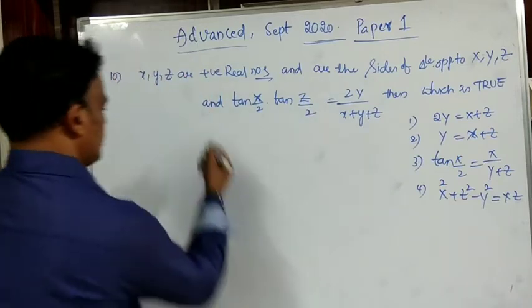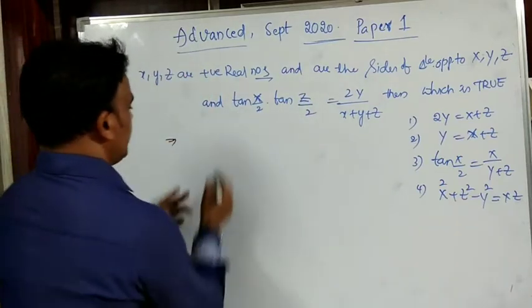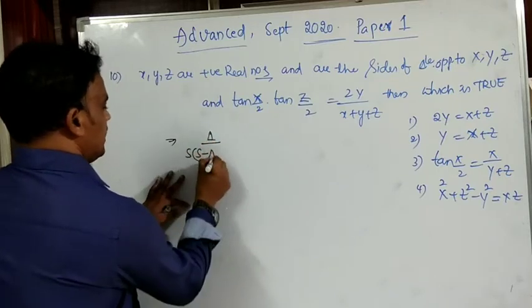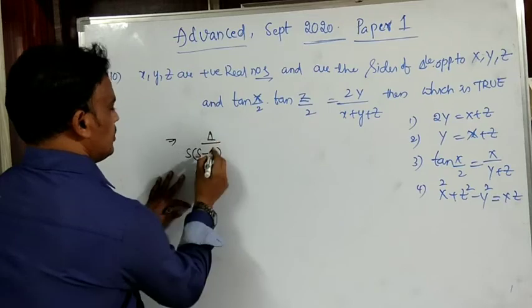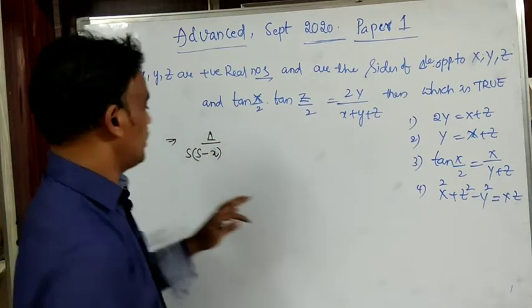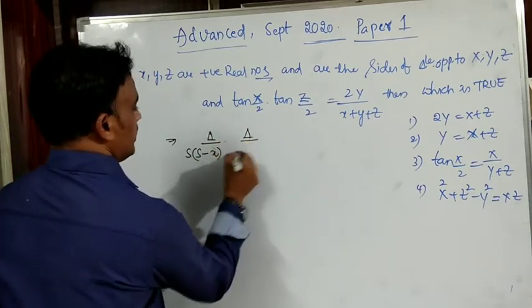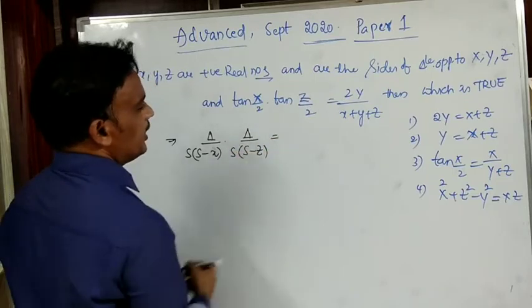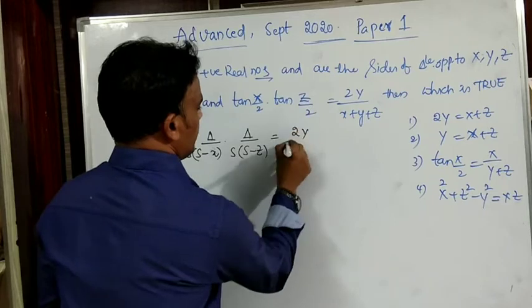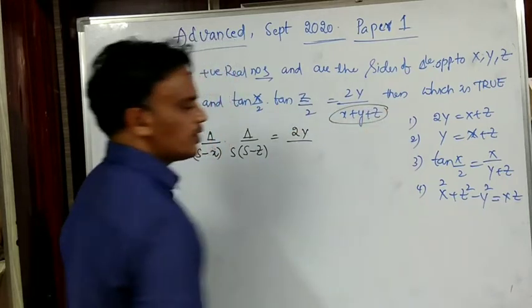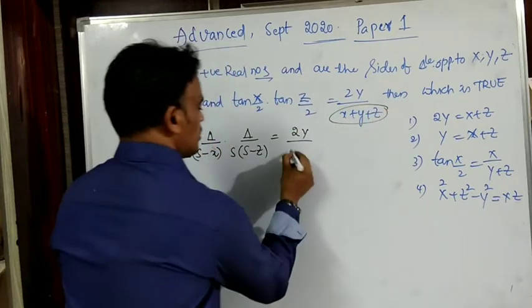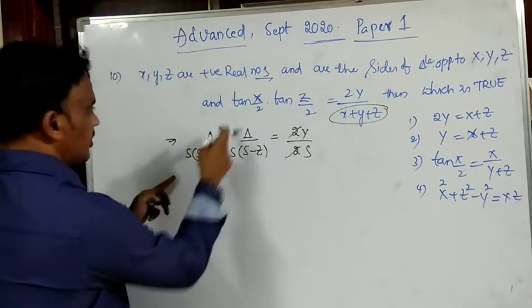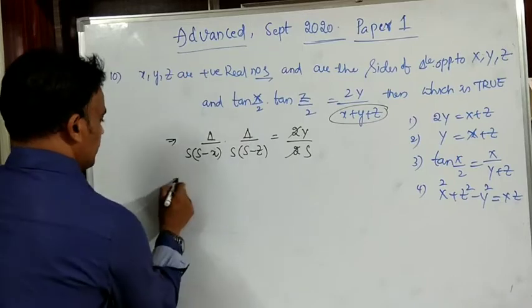So by the half-angle formula, tan A by 2 is delta by s into s minus a. Am I right? Delta by s into s minus x, and here delta by s into s minus small z, is equal to y by s. What is that? The sum of the three sides, which is called the semi-perimeter, is 2s. The 1 by s terms get cancelled.